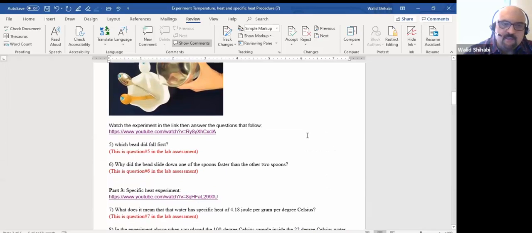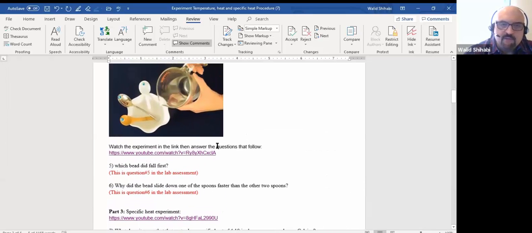And the second link here is also a video that you need to watch. And after you watch the video, you need to answer the questions here. You'll place 2 beads on different spoons. One spoon is made of plastic, the other made of wood, and the third one is made of metal. And you need to see which bead will fall first.